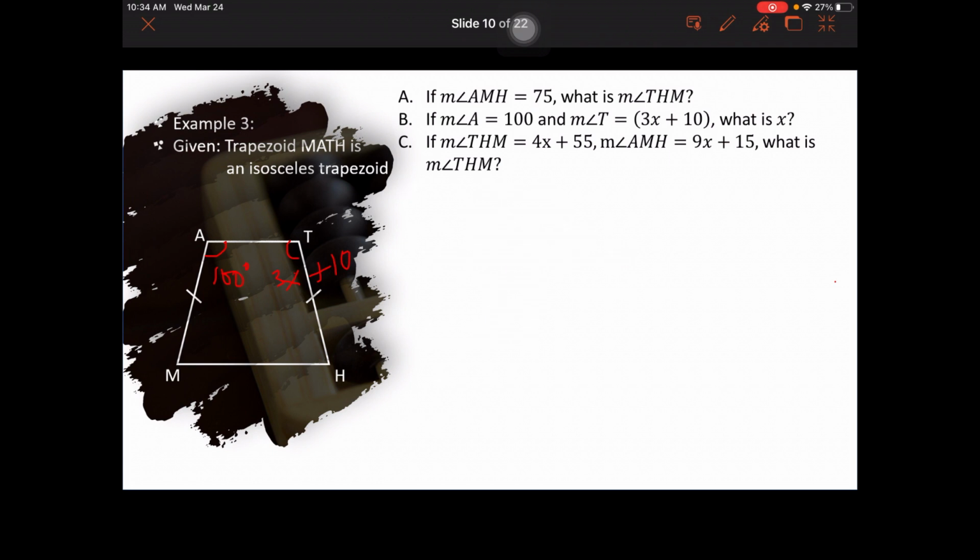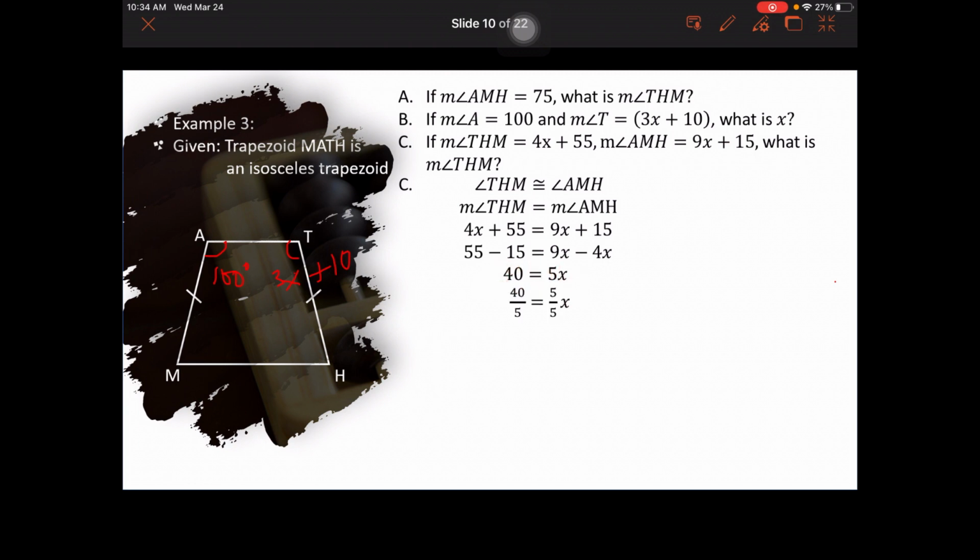Letter C. The same lang po yung angles na ginamit sa A at saka sa C. So, they are congruent. At alam na natin na they are equal. Now, for us to get the value of x, kailangan po natin gumamit ng transposition. From positive 4x, magiging negative 4x. From positive 15, naging negative 15. And then simplify. Then, after po natin ma-simplify yon, divide both sides by 5. Then, simplify po ulit. 40 divided by 5 is 8. Then, 5 divided by 5 is 1. Nakuha na po natin yung value ng x, pero hindi po ito yung tinatanong.